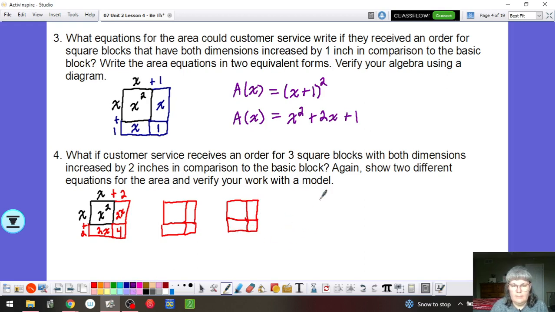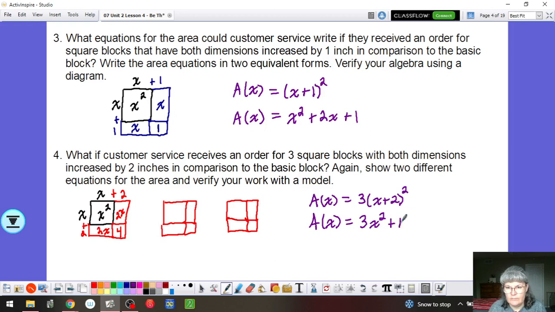So my area can be written as, if I just use the dimensions, x plus 2 squared, but that expression gets multiplied by 3, so 3 times x plus 2 squared. We can also write it as the sum of all of the different areas. So we have 1, 2, 3 x squareds. We have 2, 4, 6, 8, 10, 12 x's for 12x. And we have 4, 8, 12 unit squares.